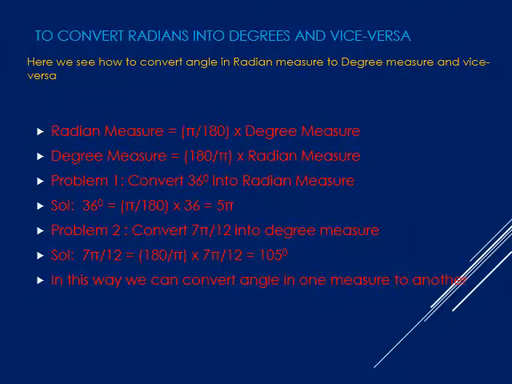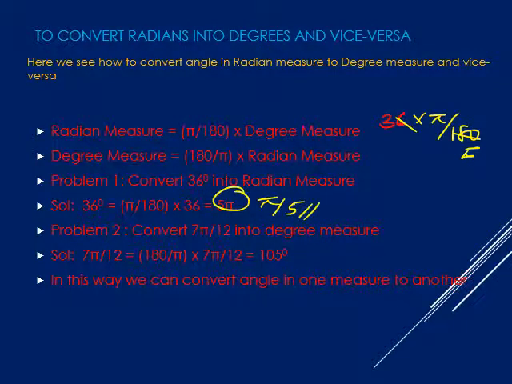So to convert radian into degree, multiply with 180 by pi. To convert degree into radian, multiply with pi by 180. Now, 36 degree into radian measure. What you have to do? You have to multiply 36 into pi by 180. So 36 and 180, 5. So the answer is pi by 5.